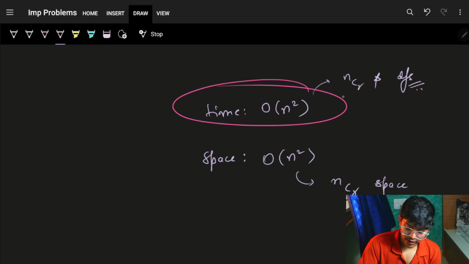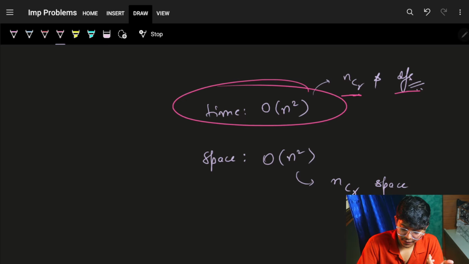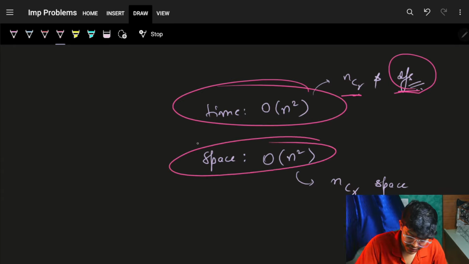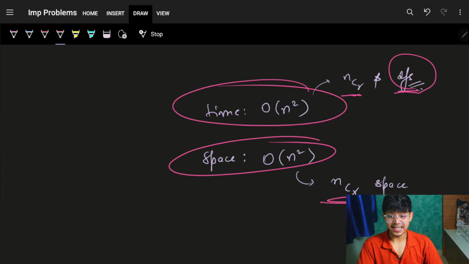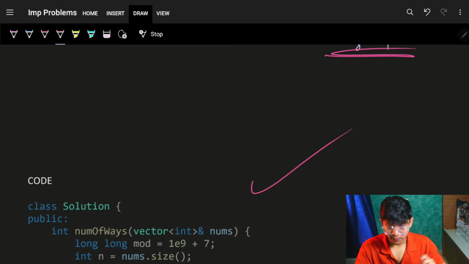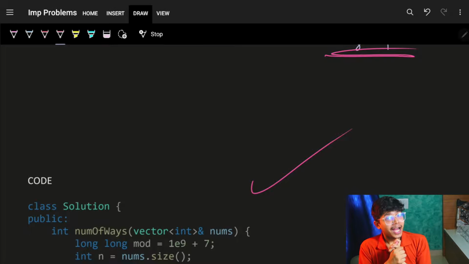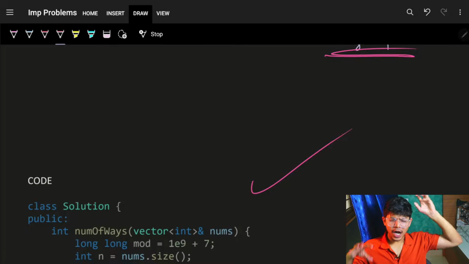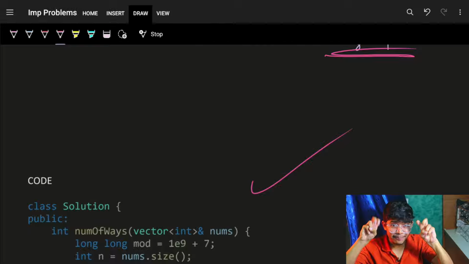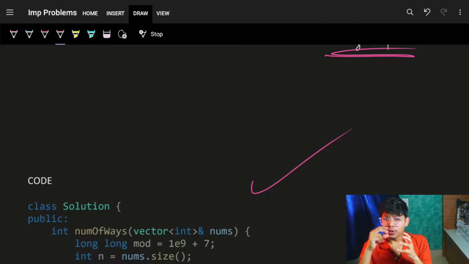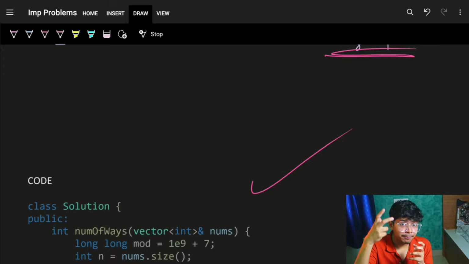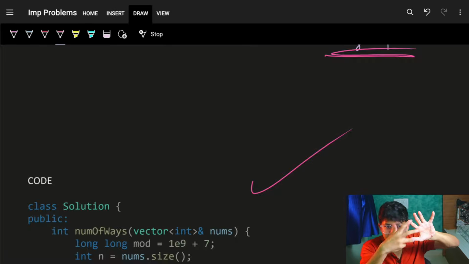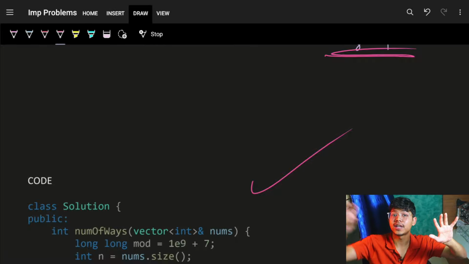Time is O of n square, which means for NCR pre-computation and for the DFS calls, and space also O of n square because of the NCR space. And that's how you will simply solve it. Code is down below. I hope that you guys got the proper intuition of how you think of these tree problems and how to find the pattern where the math problem is being applied. Math is nothing but finding a pattern out and applying the formula for that pattern.